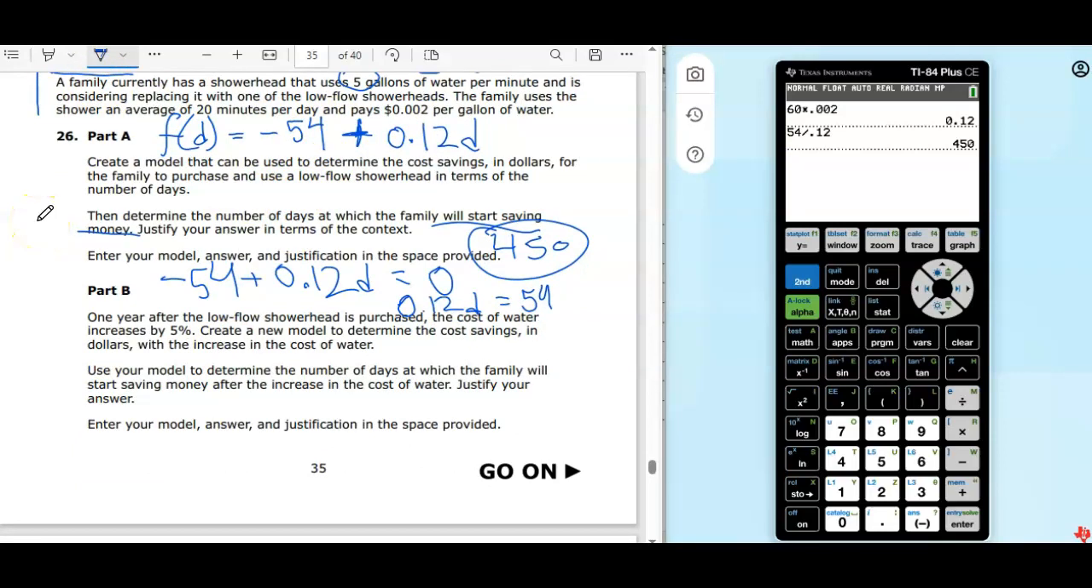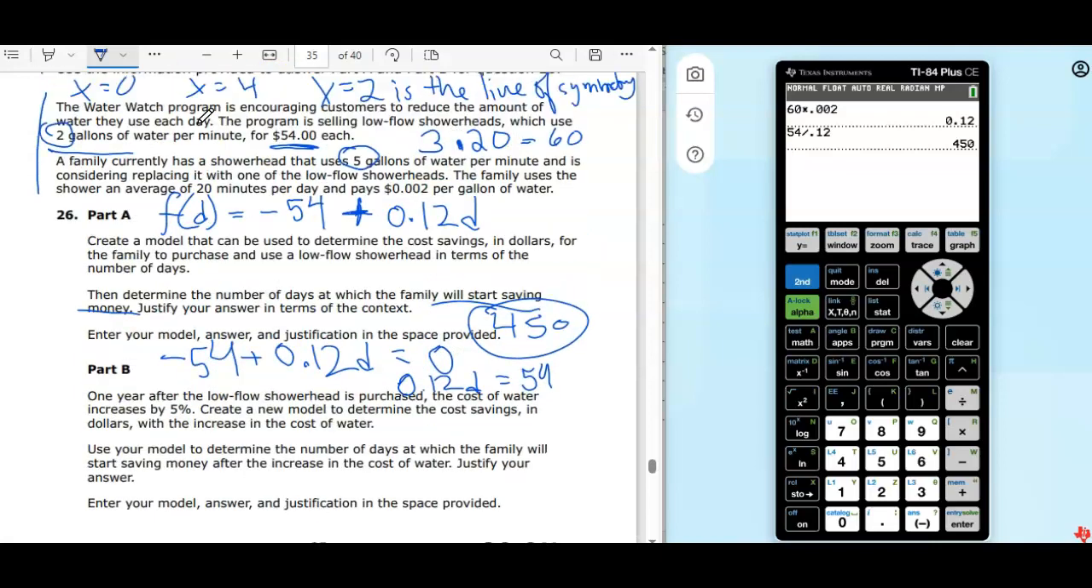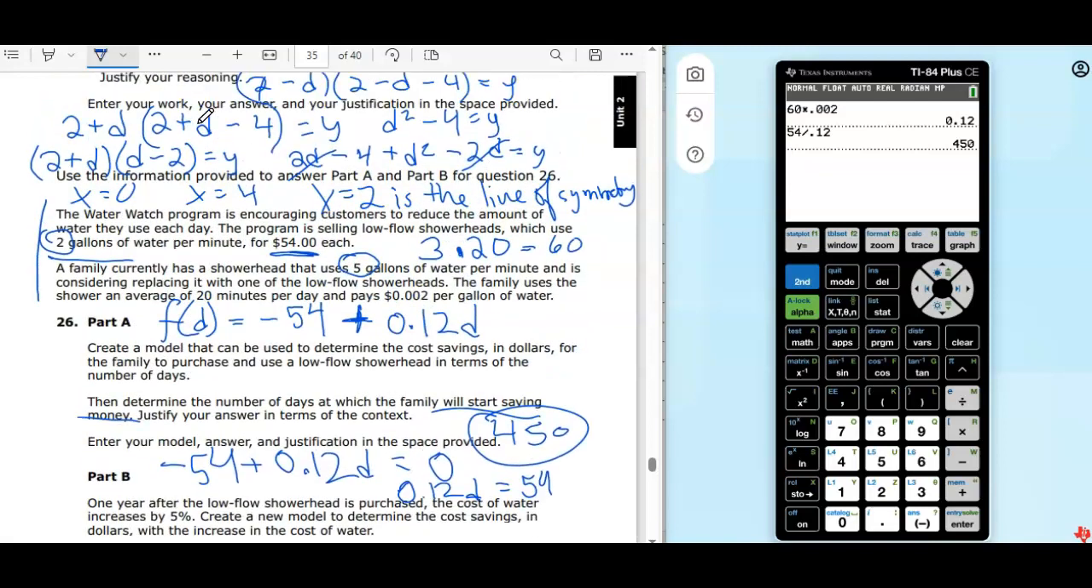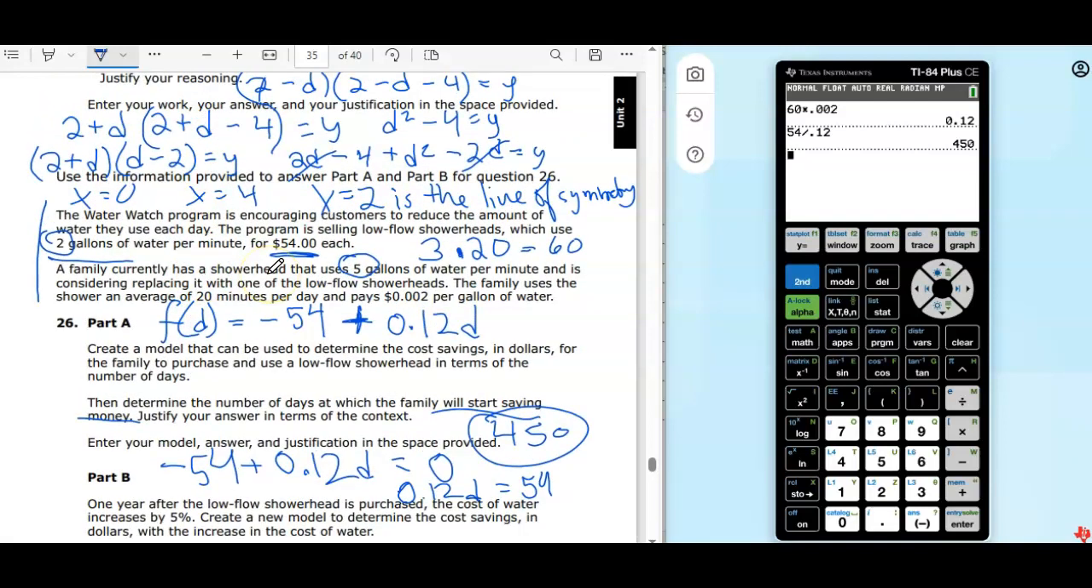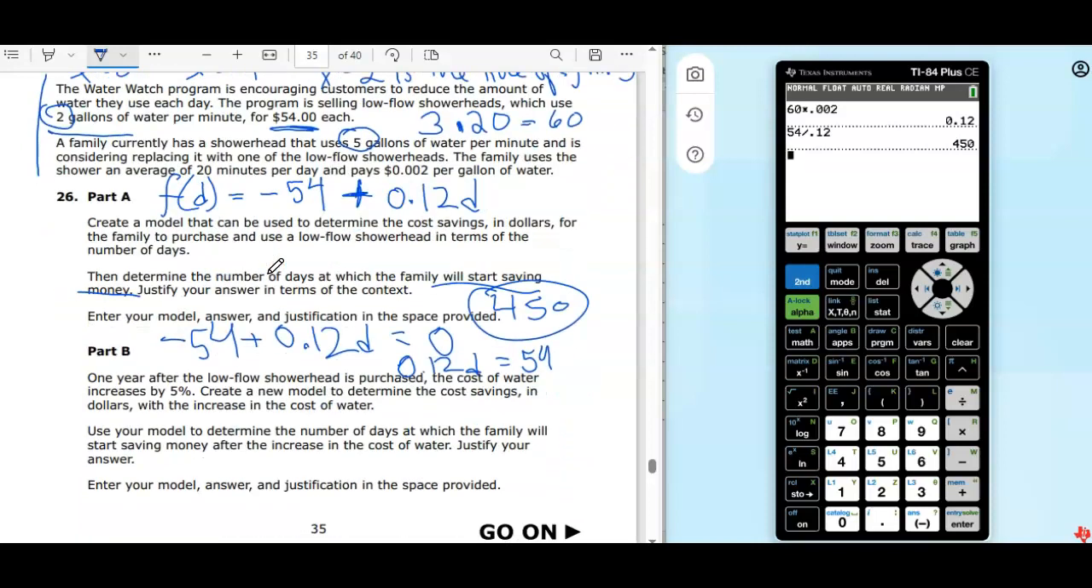So you can explain here, the family will have saved $54 and made up for the cost of the shower head after 450 days. And so after 450 days, they will actually start to save money because they are no longer spending or using, I believe it was 5 gallons of water per minute instead of 2 gallons of water per minute.